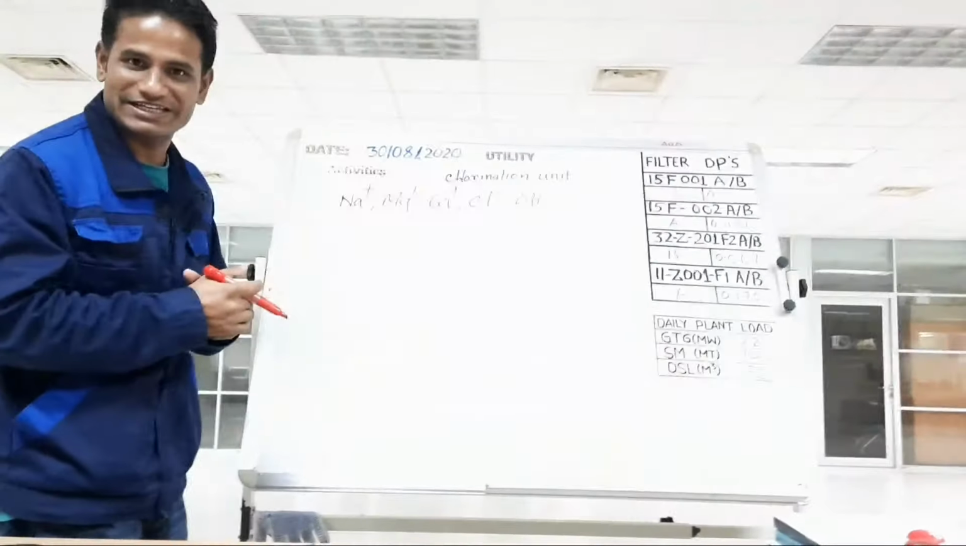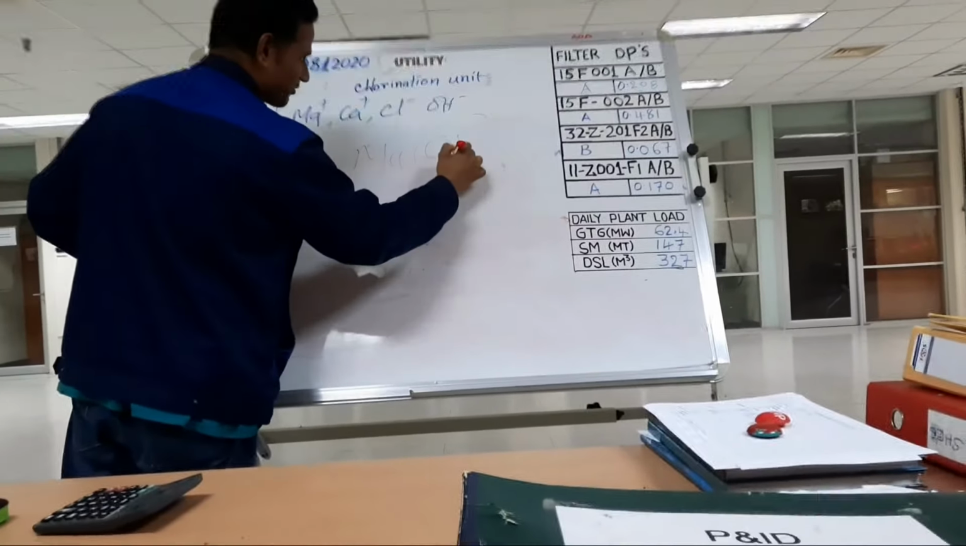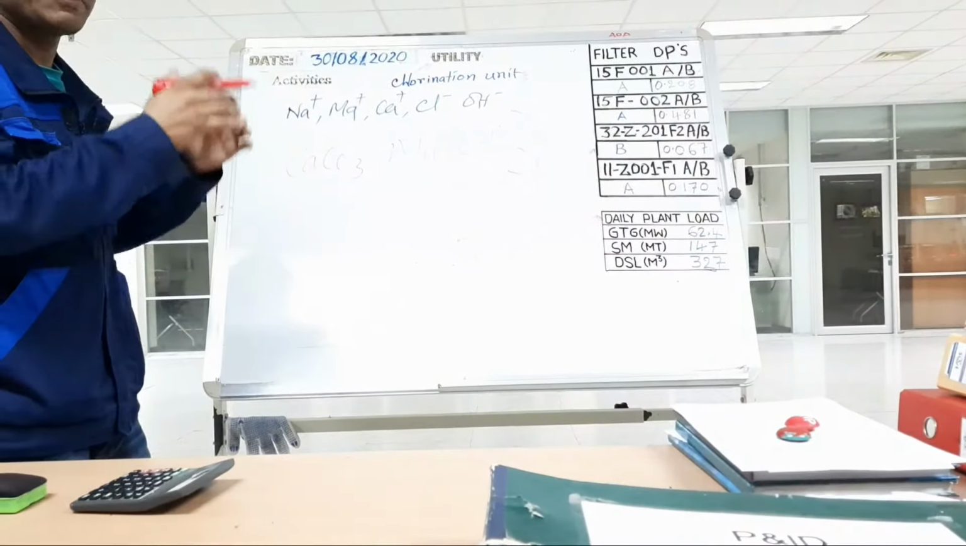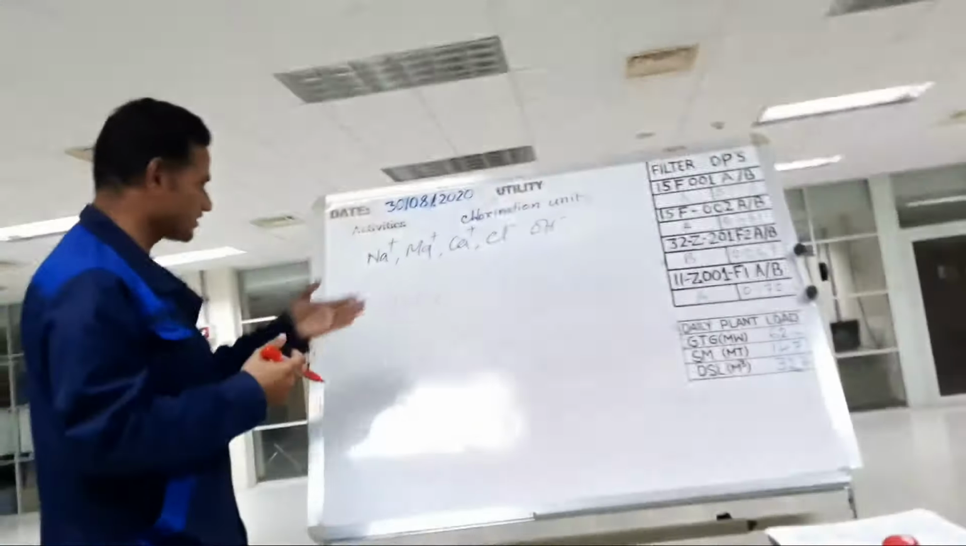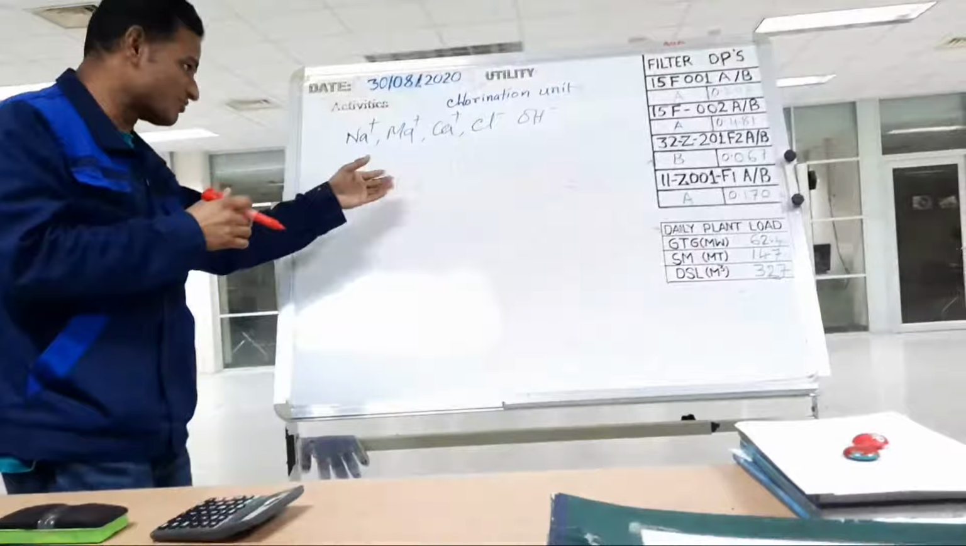Normally, which chemicals are added at the anode? Calcium carbonate and magnesium hydroxide. One layer is created on the anode and cathode side, and if any layer is created, the reaction is not proper. For that reason we do acid cleaning, for removing this salt.